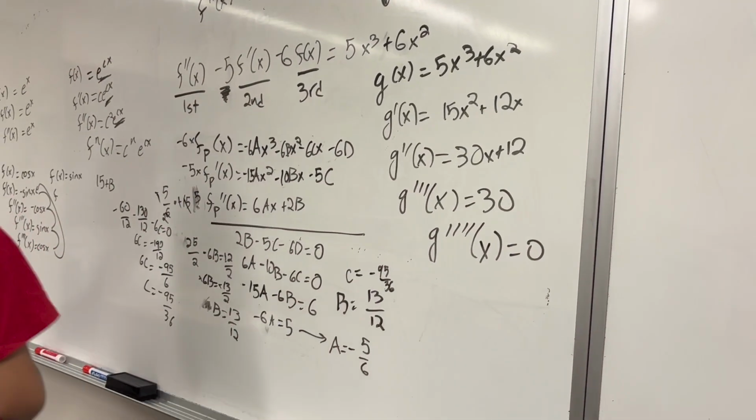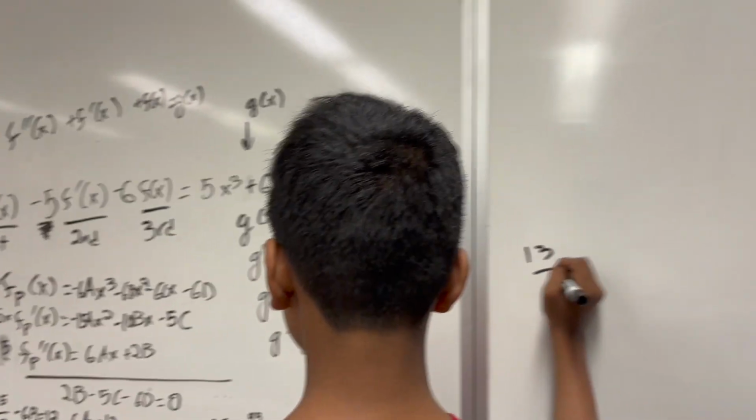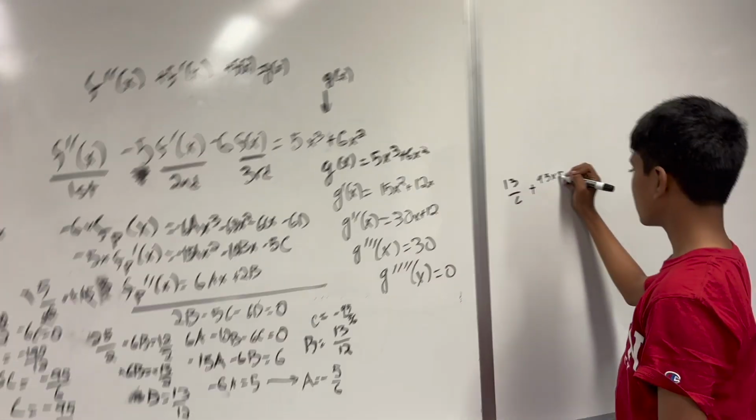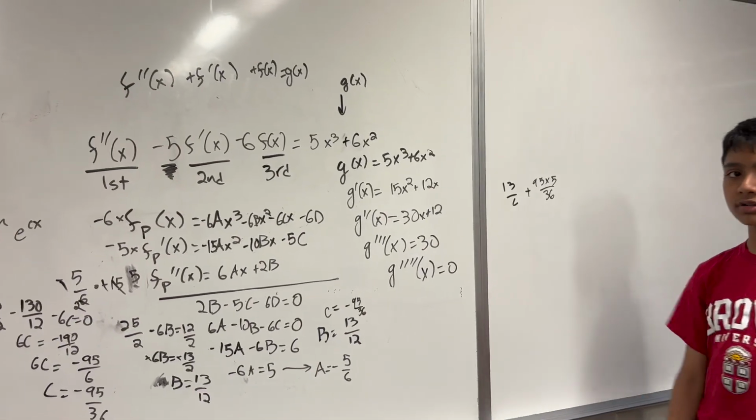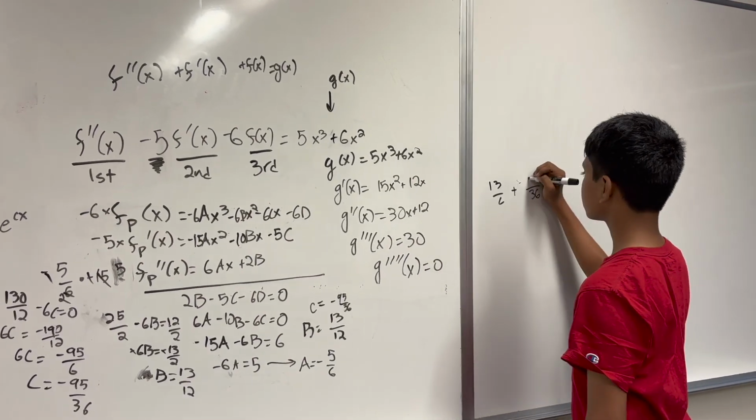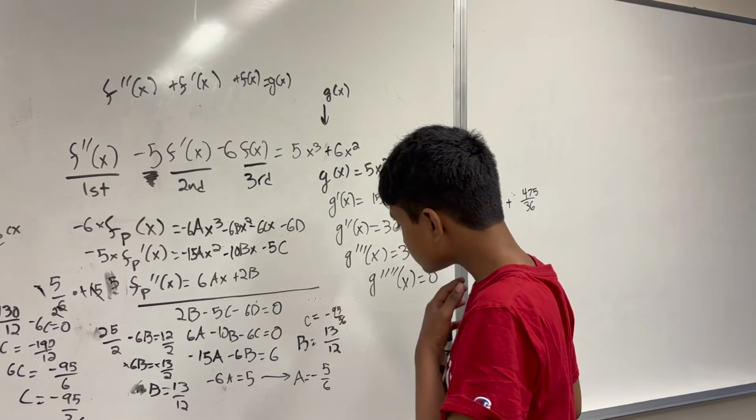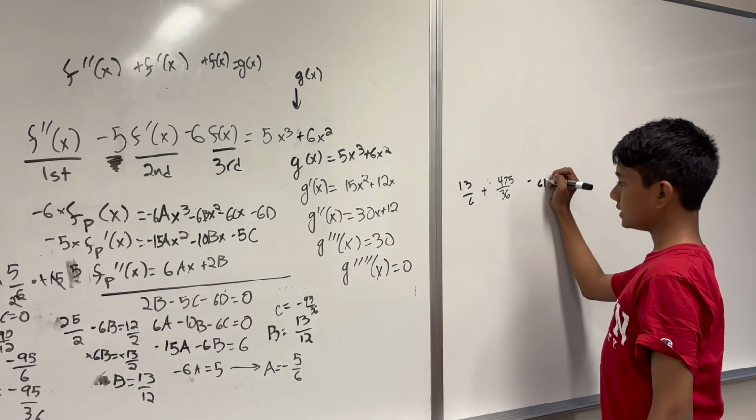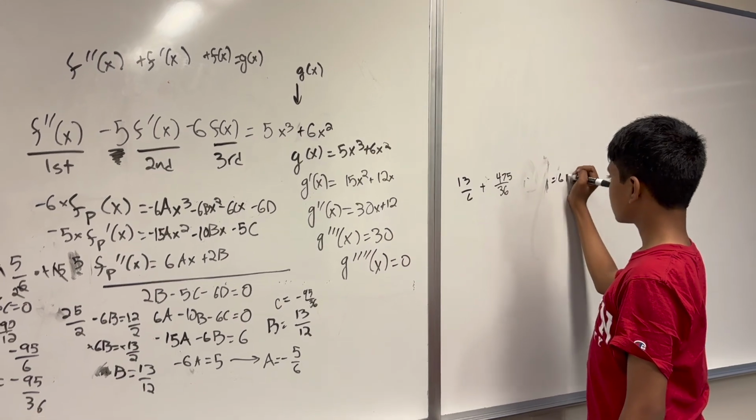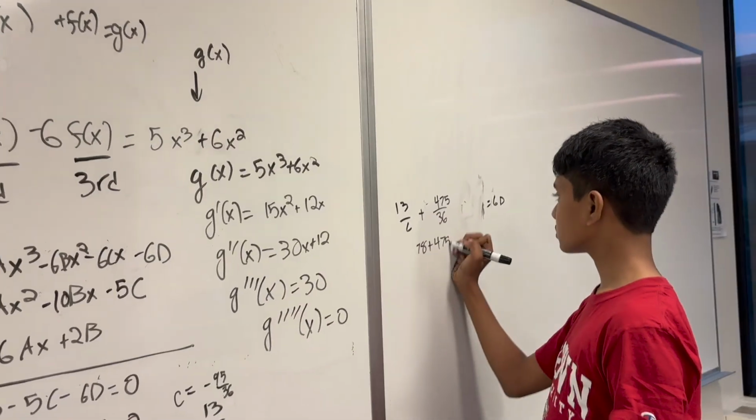And finally, figuring out d can't be the hardest thing in the world. We just get 2b, which is 13 over 6, minus 5c, which is plus 95 times 5 over 36. This shouldn't be the hardest thing in the world to figure out because, of course, it's just 475. And then we get minus 6d is equal to 0. So we put the 6d onto the other side.